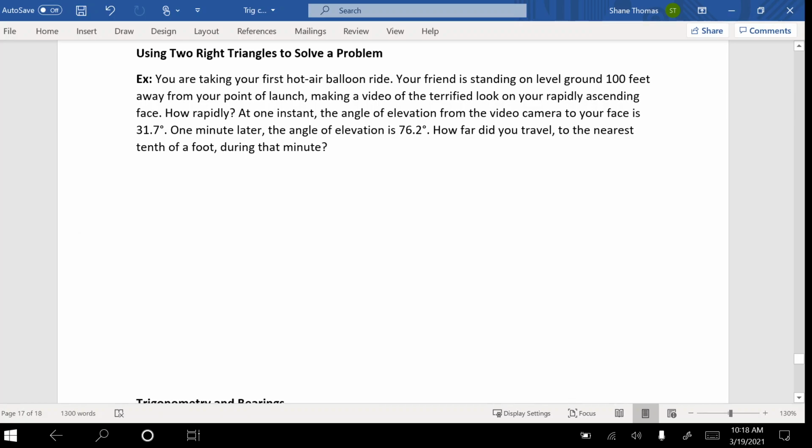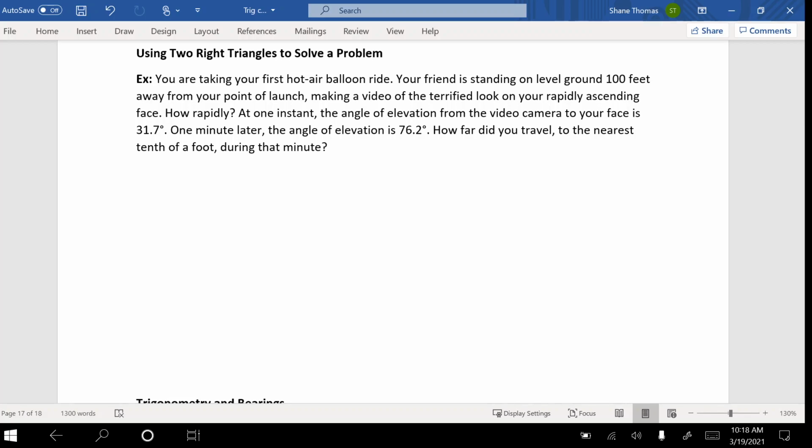So if you're using two right triangles to solve a problem, you're taking your first hot air balloon ride. Anybody ever been in a hot air balloon? You've seen them? I don't want to get in one. I'd be afraid a hole would pop whenever I was in the thing. It wouldn't end well. I mean, have you heard of the Zeppelin? Or the Hindenburg? All right, here we go.